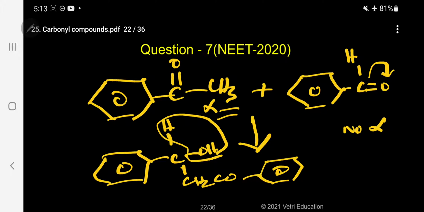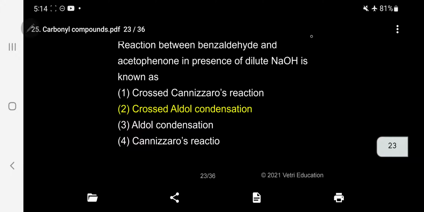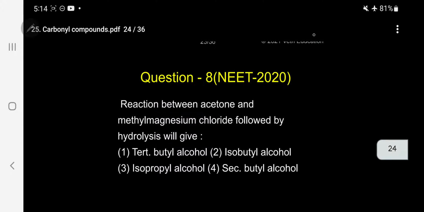This is called crossed aldol condensation, because one is containing alpha hydrogen and the other is another aldehyde. It is actually between two molecules. If it is the same molecule, we'll say aldol. If it is two different molecules, we'll call it crossed aldol condensation. So the correct answer is, kindly follow, it is 2. Crossed aldol condensation reaction is the correct answer. Please follow. Question number 8.